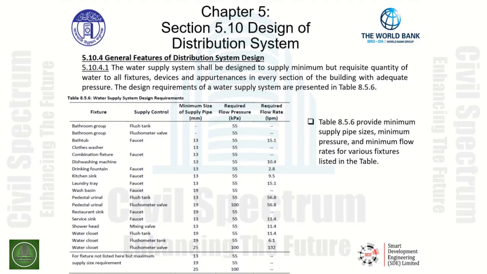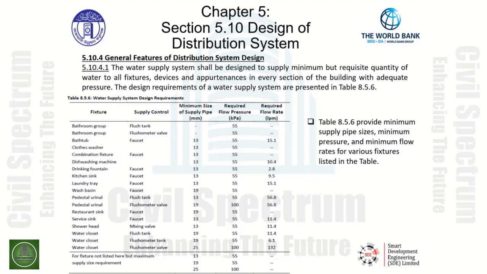The next column is required fresh flow pressure in kilopascals. As seen here in the water closets, the flushometer valve requires much more flow pressure than the flushometer tank. 100 kPa for the flushometer valve, 55 kPa for the flushometer tank and flush tank.